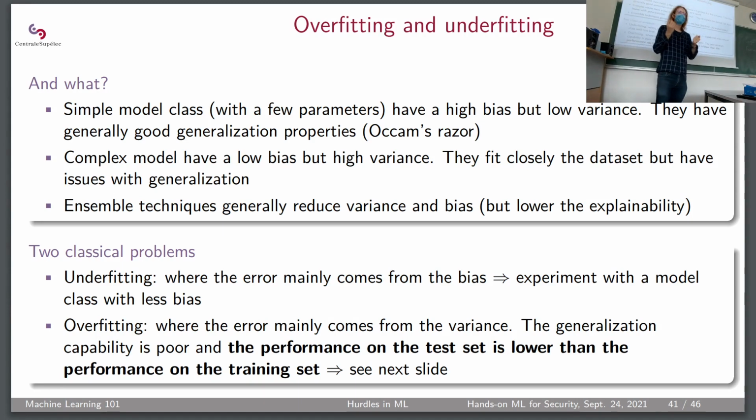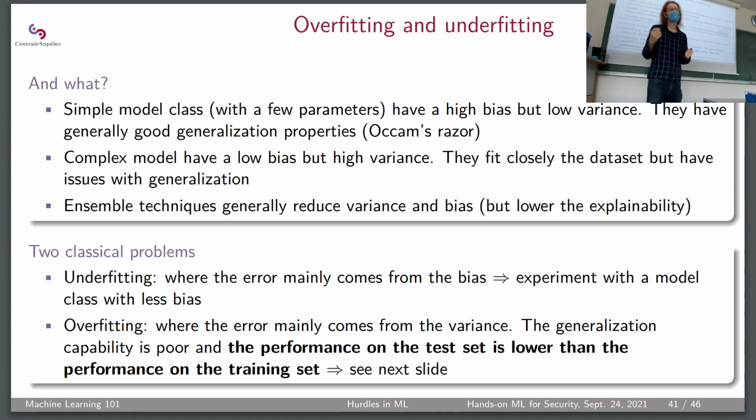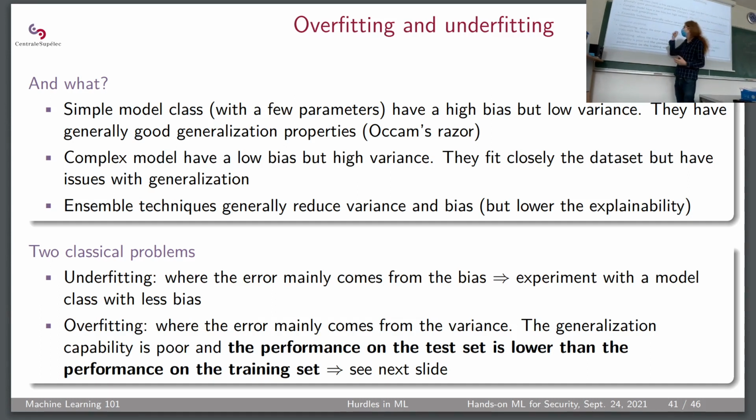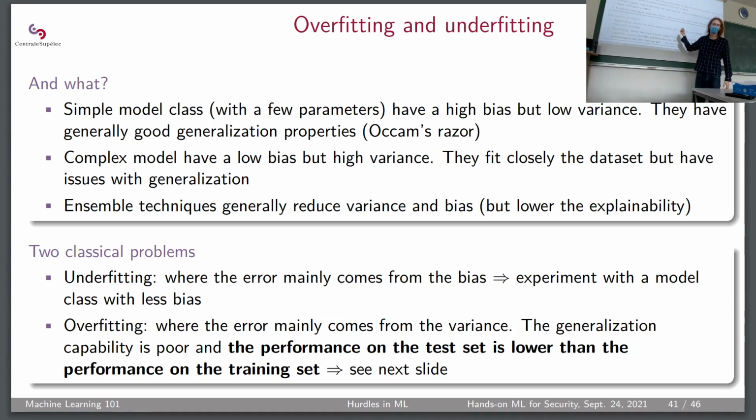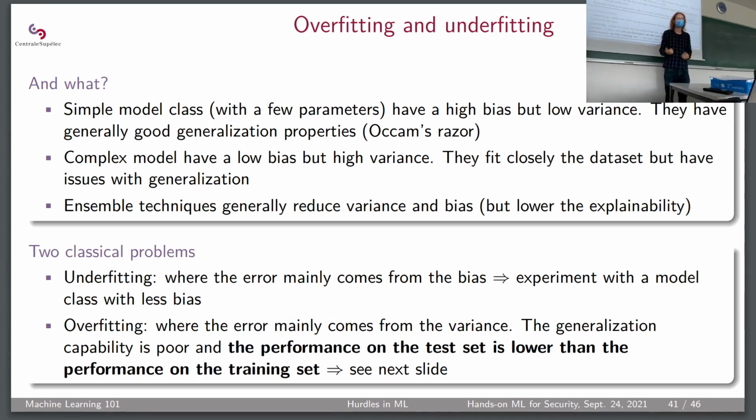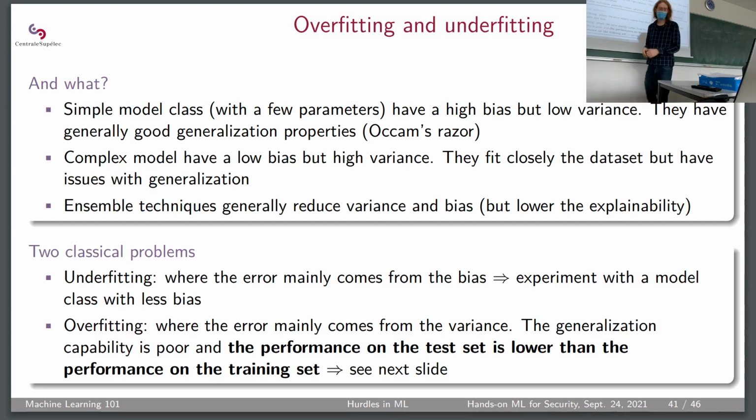These two kinds of error, bias and variance, lead to two kinds of problem, called underfitting and overfitting. Underfitting is when your error comes mainly from the bias. It's just that your model can't represent reality, it's just not complex enough. In that case, you should experiment with a more complex model. It makes some assumption, so it means that it just can't be close to the real distribution.